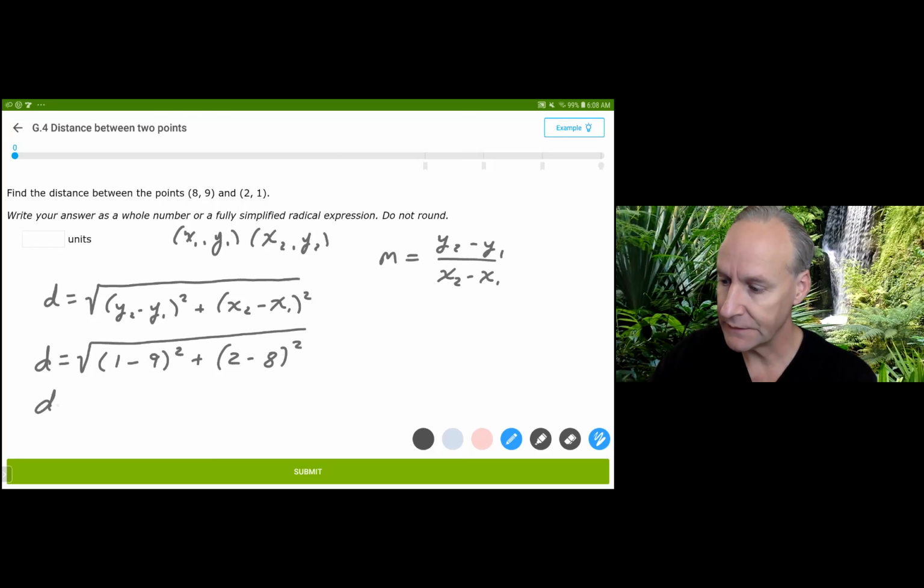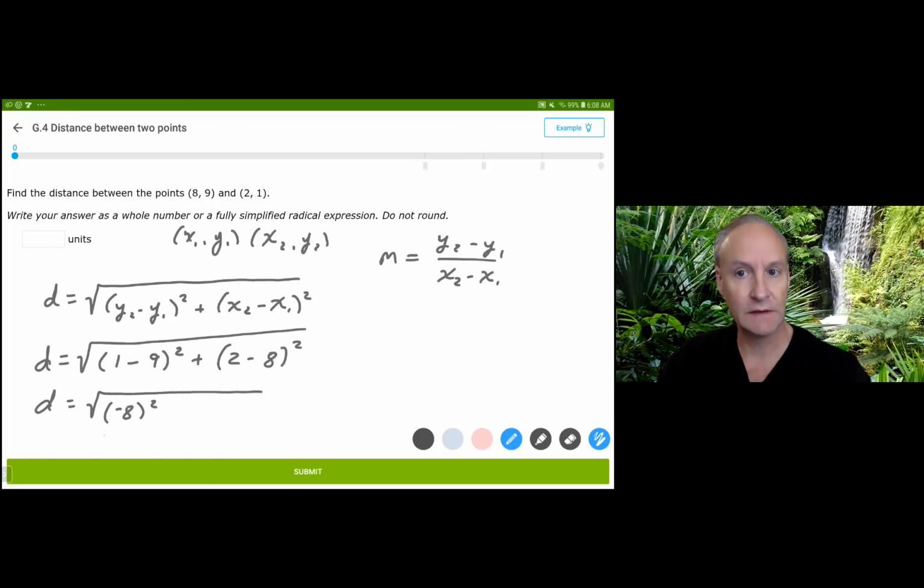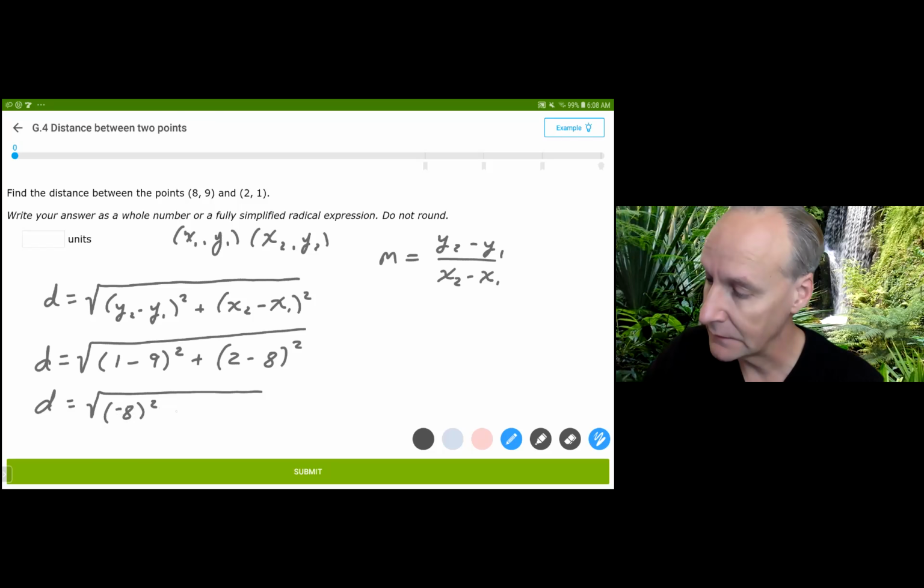So the distance is equal to the square root. This is negative 8 squared. It is very, very important that you keep those parentheses, because negative 8 squared is not the same as negative 8 inside parentheses squared. There's a difference. So easy to make a mathematical error there. This one is negative 6 squared.